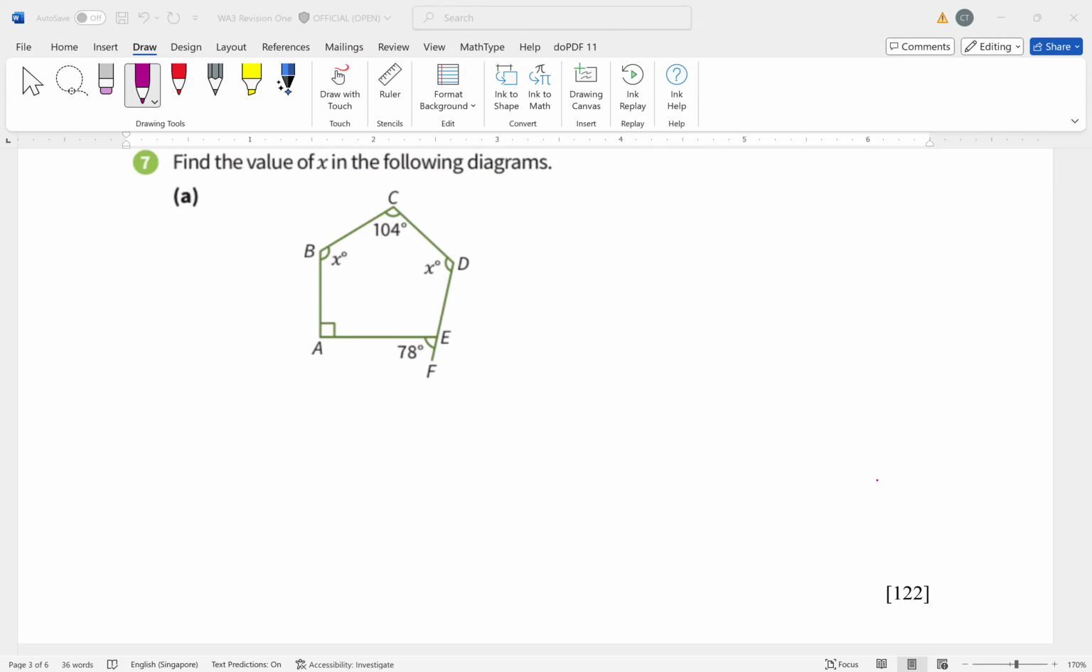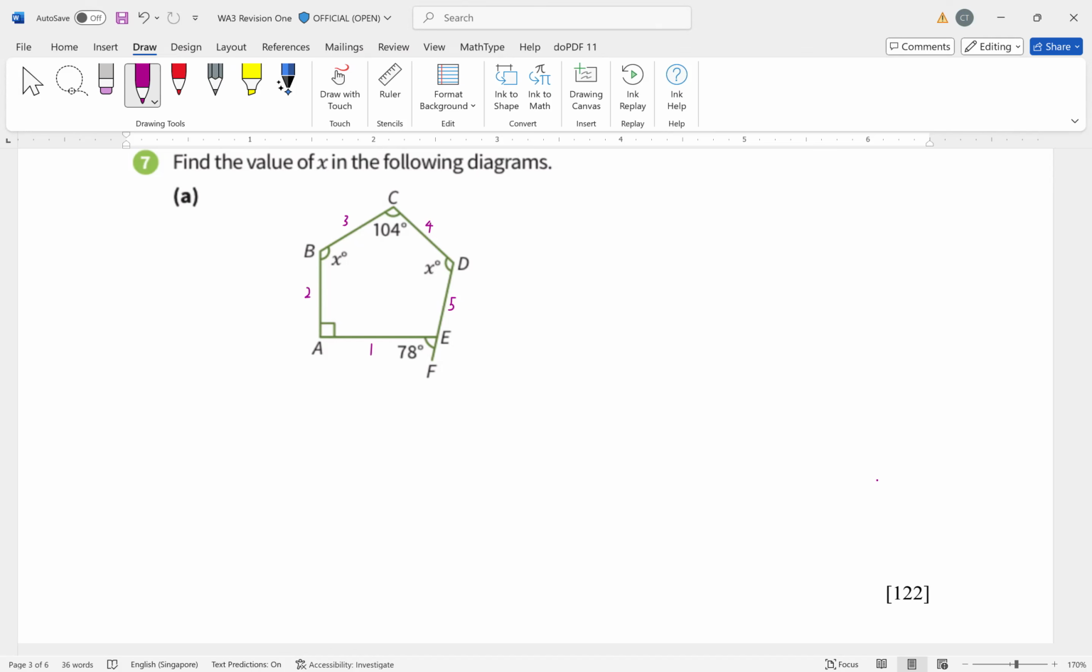Okay, so over here in question 7a, we actually have a pentagon. How do I know it's a pentagon? It has 5 sides. So 1, 2, 3, 4, and 5 sides. Okay, so a 5-sided polygon is known as a pentagon. Okay, and we are asked to find the value of x.